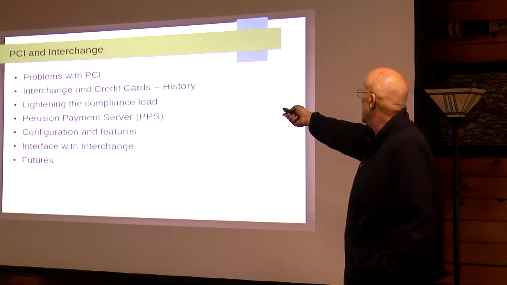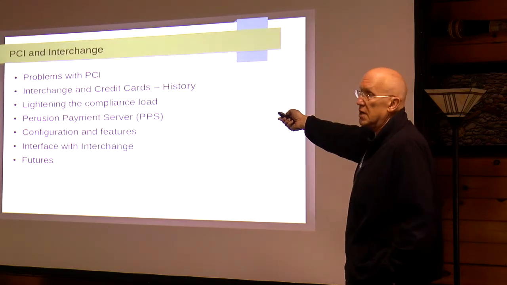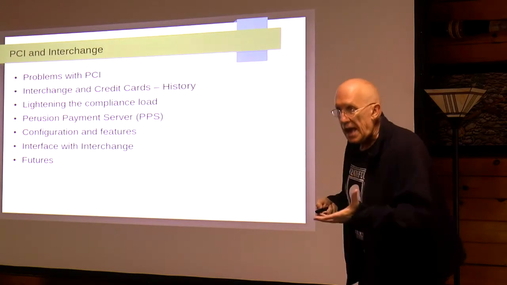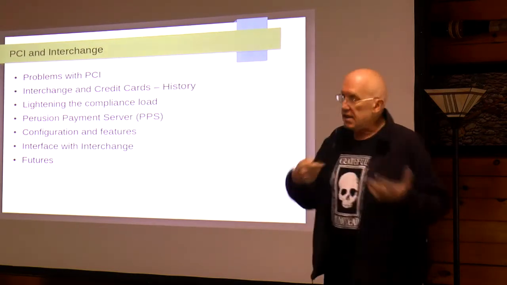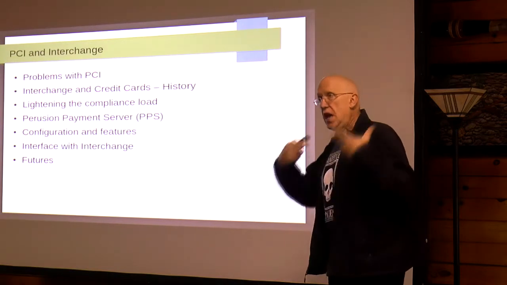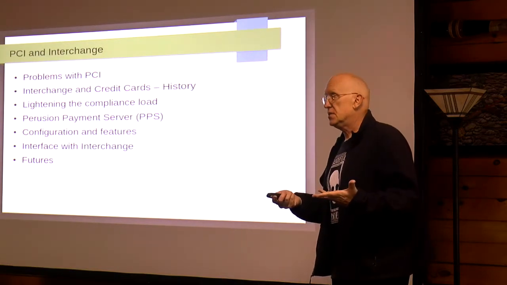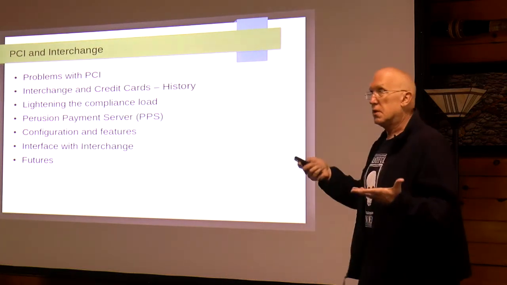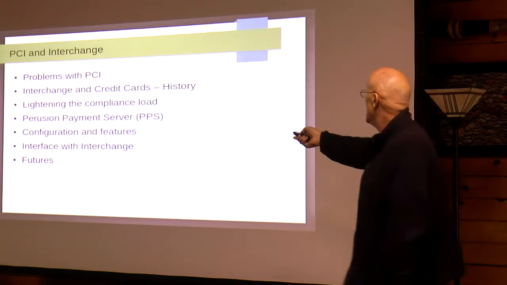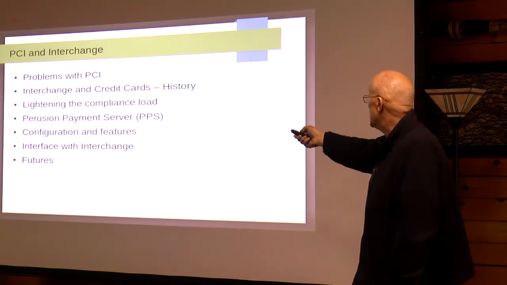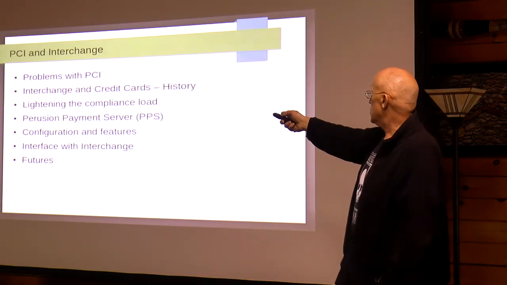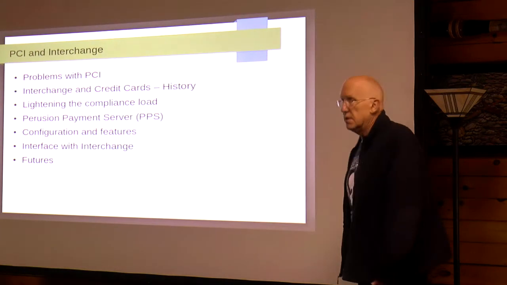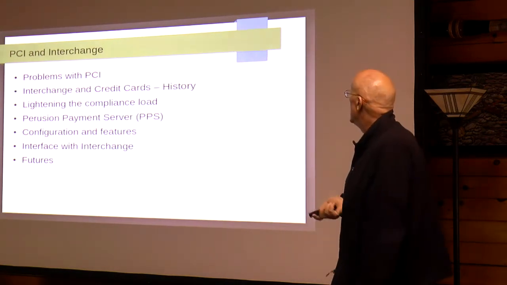And we wanted to lighten the compliance load for the small merchant. Obviously, if you're using Camps and pushing things from Git and maintaining version control and registering things and doing all those types of high overhead things that require many, many people in your company to truly administer, you can comply with PCI, but it isn't cheap. So our solution is the Perusion Payment Server. I'm going to talk about the configuration and the features of it, its interface with Interchange, and a little bit about what we're going to do with it in the future.